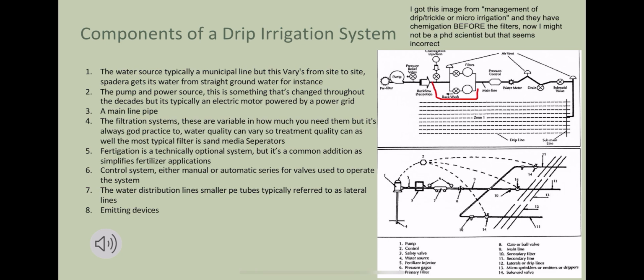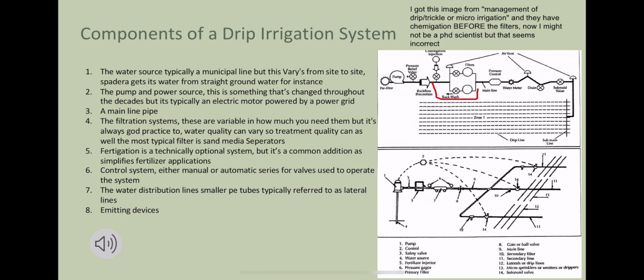Filtering systems, while technically not absolutely necessary for drip, are a practical necessity. Sand media is typically used, and this hopefully clears out any debris that could possibly get stuck in any of the emitters. Fertigation is also a technically optional system, but it is very useful for simplifying fertilizer applications. Of course, a control system to control the flow of water in your system, and the distribution through lateral lines, which lead to emitting devices.